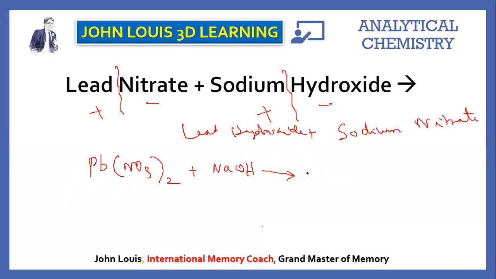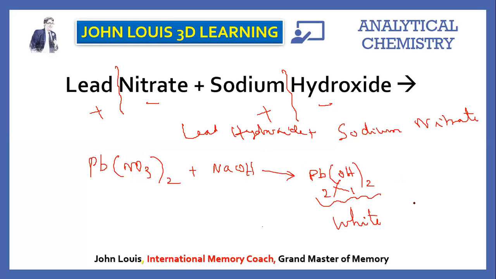Don't look at your textbook. You try to give a wrong answer, but learn to think. Pb(OH)2. Good, because lead valency is 2, hydroxide valency is 1. So what is the color of lead hydroxide? This is also white. This is also white.